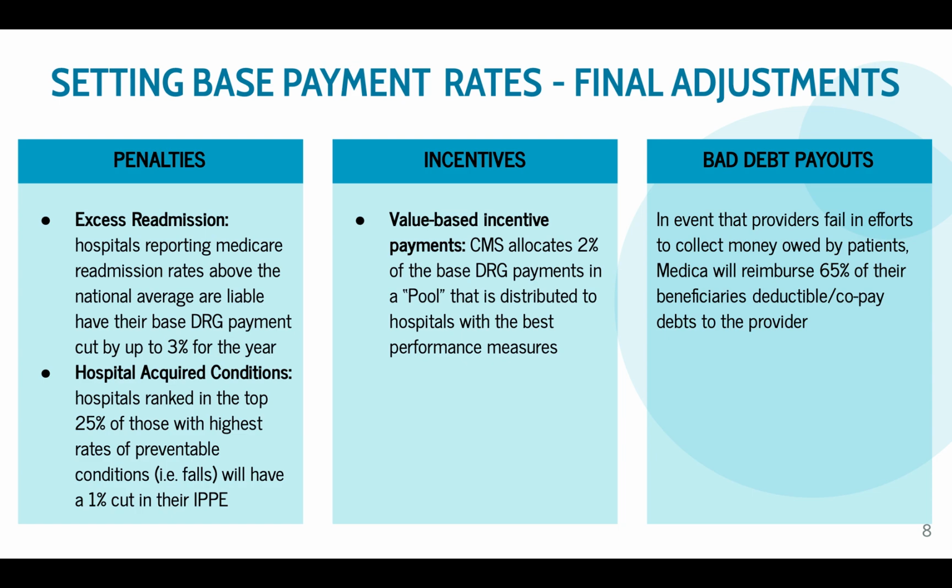To incentivize quality, CMS also allocates a 2% base rate of the DRG payments into a pool for those high-performing hospitals. And bad debt payouts are for those hospitals that have tried to collect the debt that they are owed by Medicare beneficiaries but have failed to do so. Medicare wants to make sure that these hospitals continue to accept these patients, so they will pay 65% of their debt back to these hospitals.